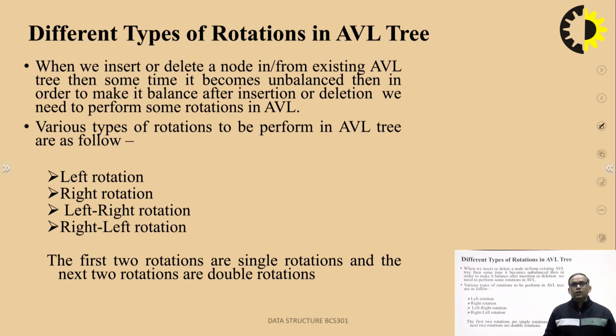Whenever, due to insertion or deletion, the tree becomes unbalanced, then to balance that unbalanced tree and make it an AVL tree, we need to perform some rotations. So rotations are required in an AVL tree to make it balanced. There are 4 types of rotation: left rotation, right rotation, left-right rotation, and right-left rotation. Let us see each rotation one by one.